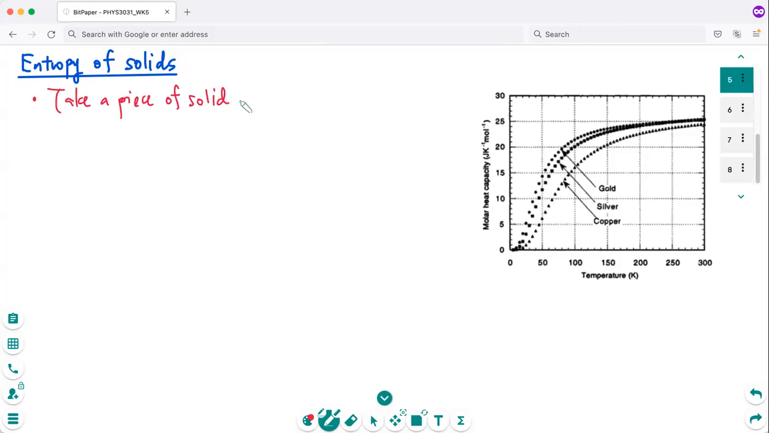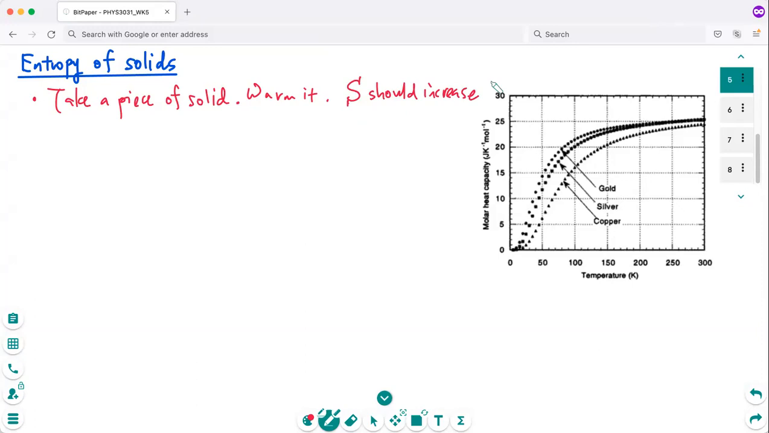Okay, if I take a solid, if you use the viewpoint that entropy can be loosely thought of as the freedom to explore, so I can take a piece of solid and warm it. Do you expect the entropy to go up or down? Any idea? Okay, thank you. So entropy should increase, right? So entropy should increase.